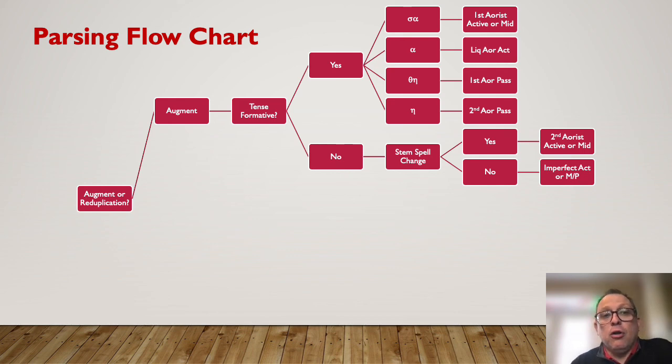So this walks us through all of the augmented tenses in the indicative: sigma alpha, alpha, theta eta, eta. All of these are aorist tense formatives. The only thing that's different is that the ones at the top here, sigma alpha and alpha, are for aorist actives, both first aorist active or middle, liquid aorist active, which is below it, and then over here we have the second aorist active or middle when there is a spelling change of the stem. Then with the theta eta and the eta, we have the first aorist passive and the second aorist passive.